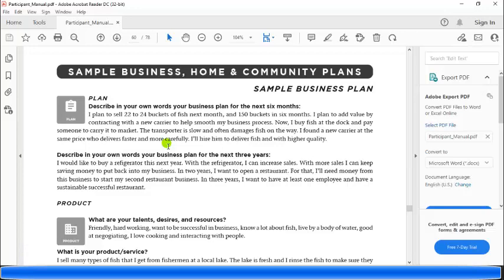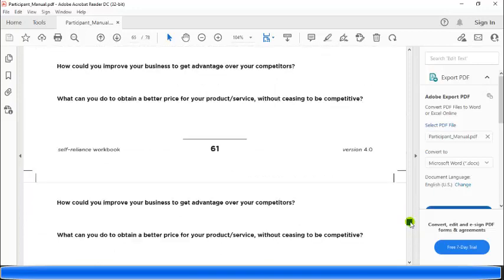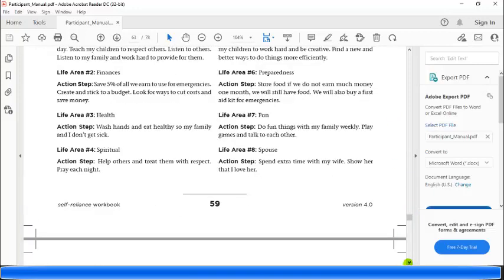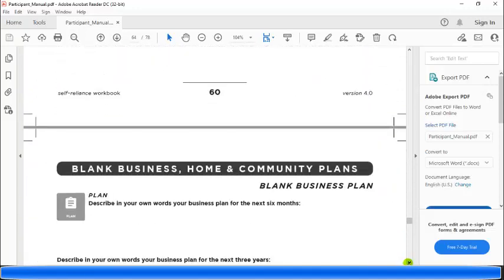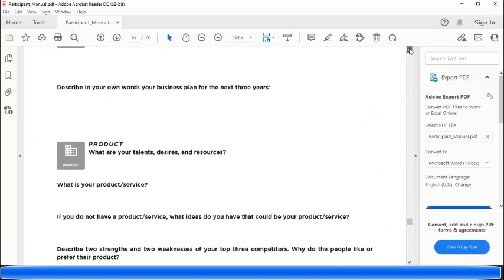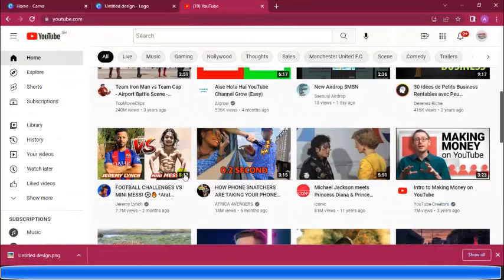Let's turn to page 61 in our workbook. On page 61 of your participation manual, you see a blank business plan for you to fill.